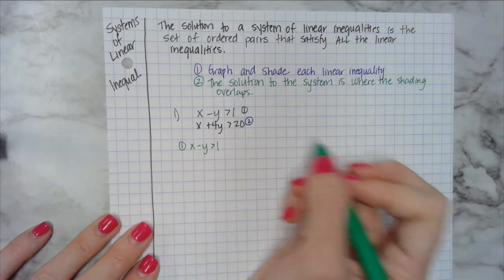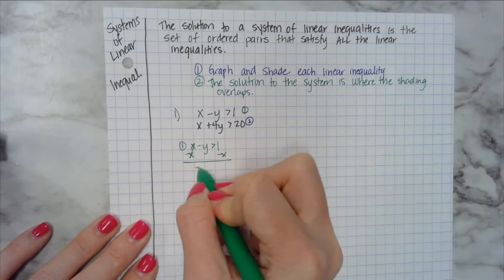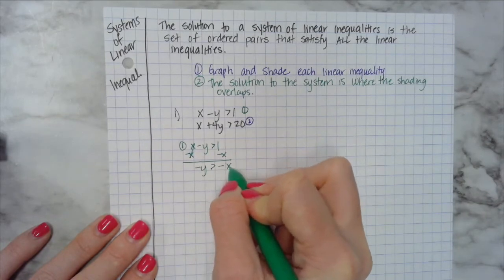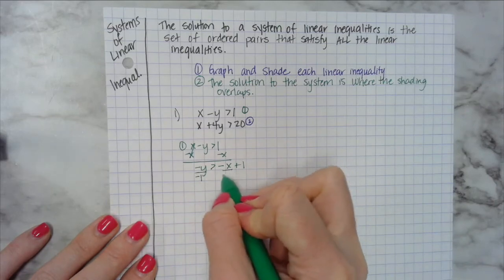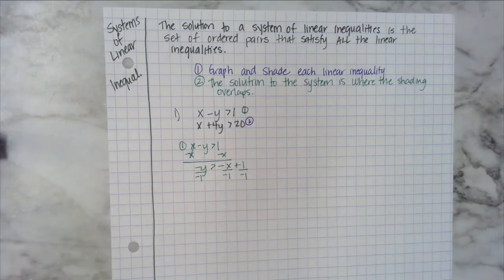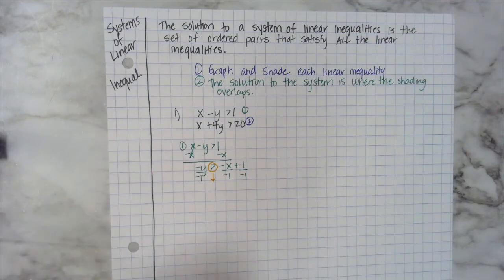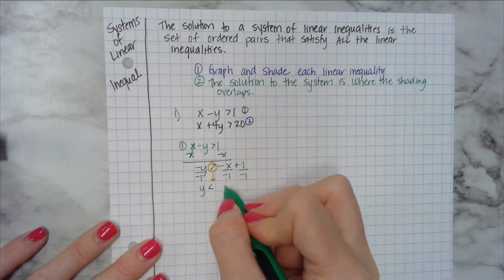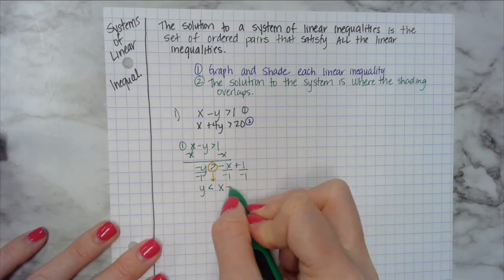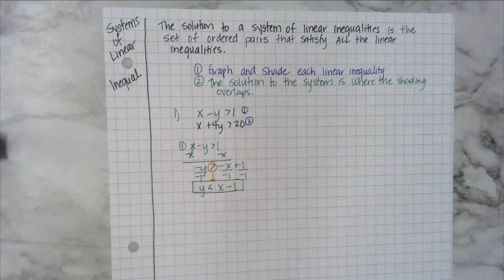In order to rewrite that in slope-intercept form, I want to isolate y. Subtract x from both sides. So I have negative y is greater than negative x plus 1. Now divide by negative 1 to get rid of that negative that's in front. Now remember, when we multiply or divide by a negative, our inequality symbol has to flip. And so I've got y is less than negative x divided by negative 1 is positive x, and positive 1 divided by negative 1 is negative 1. So here is the first inequality in slope-intercept form.